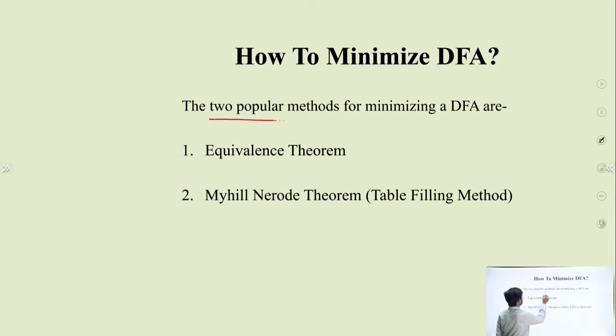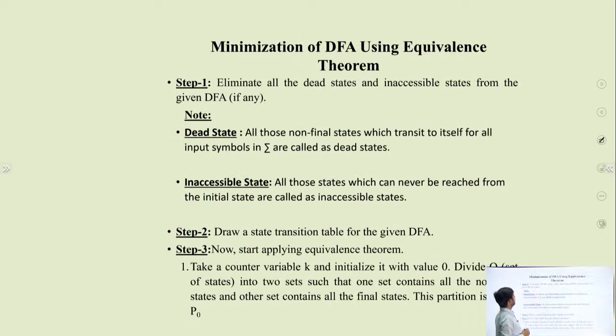There are two popular methods for minimizing a DFA. The first method is the equivalence class theorem, and the second method is the Myhill-Nerode theorem, which we can also call the table filling method. There are two methods, and we will discuss them one by one. So let's see minimization of DFA using the equivalence class.